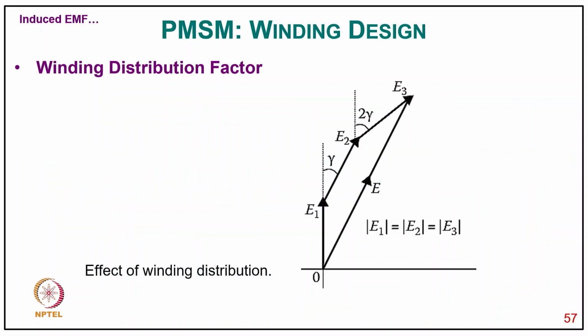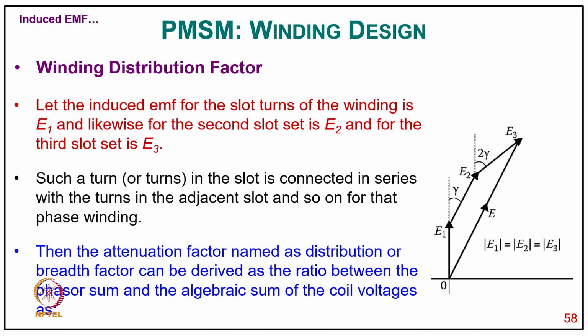As you can see here, the voltages E1, E2, E3 are at different angles of gamma, the slot angle, and the total E is not an algebraic sum of E1, E2, E3. However, E1, E2, E3 are all equal. So this is the effect of winding distribution, that your E is less than 3E.